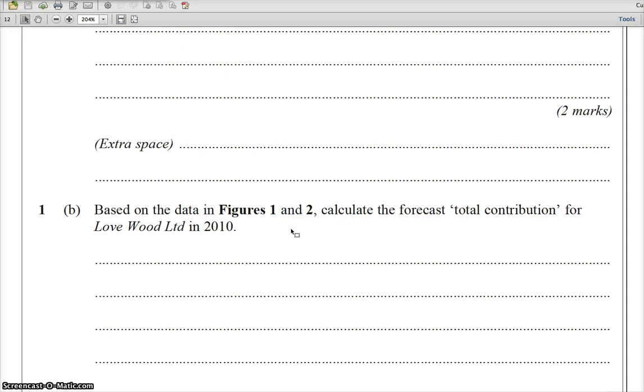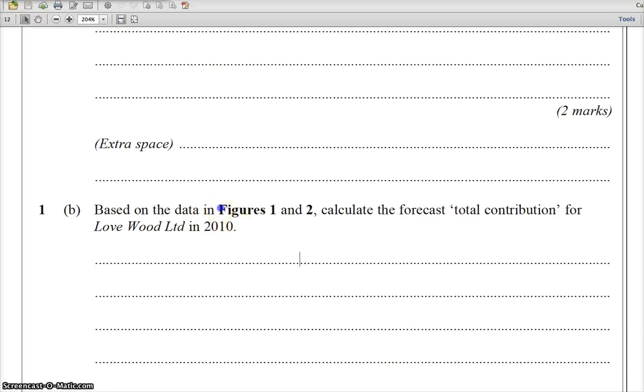So the question is, based on the data in figures 1 and 2, calculate the forecast total contribution for Lovewood Limited in 2010. Pretty straightforward again. They want us to find total contribution in the way in which I've just been talking about, and for that year, for 2010. Now be careful that you don't do it for the wrong year in the exam, because if you do, you will lose marks.